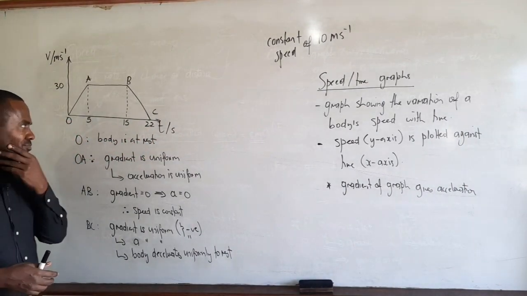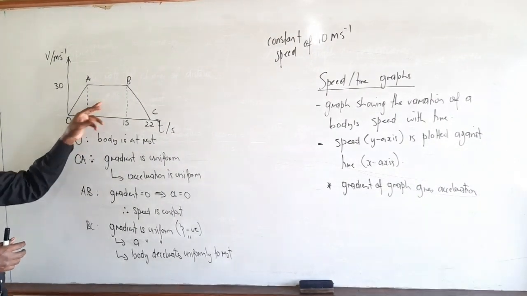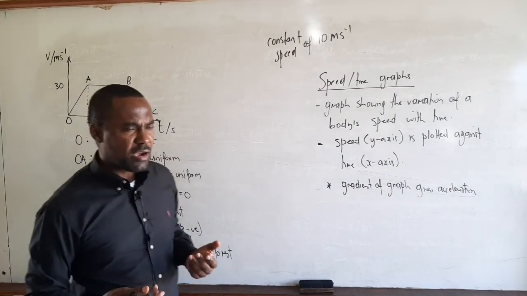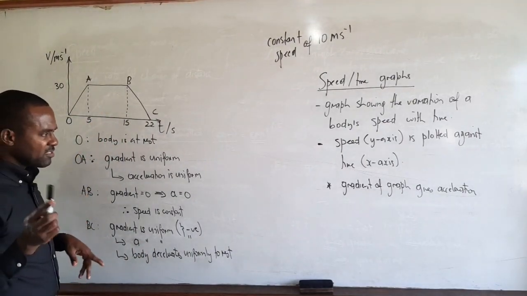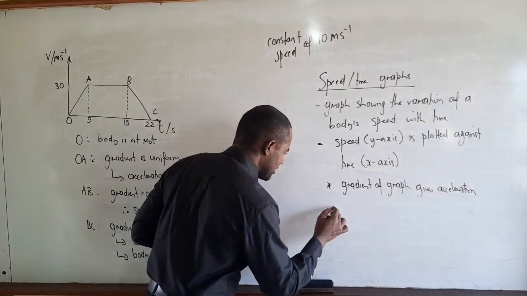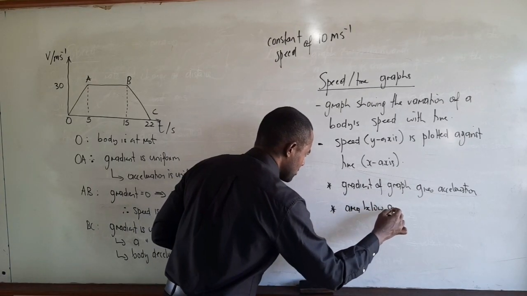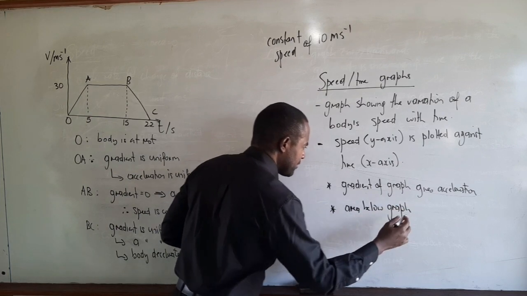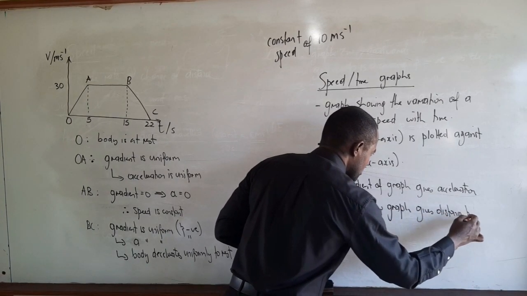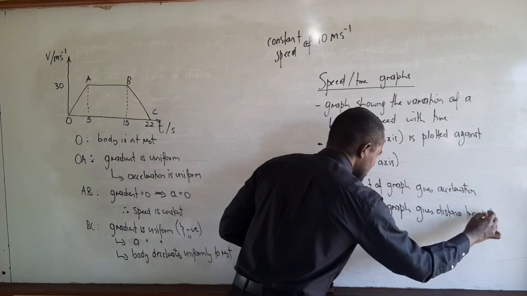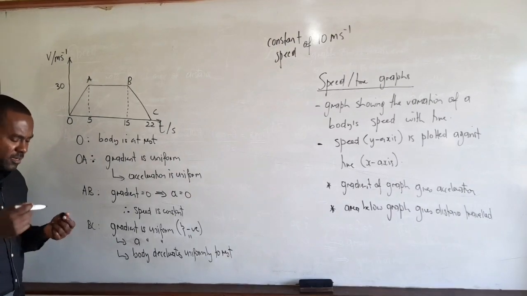Now, since we included numbers, how about the area under the graph? What does the area under the graph give us? For a speed time graph, the area below the graph gives us the distance traveled, and we'll add that here. The area below the graph gives distance traveled. And since we have numbers on this graph, we can actually go ahead and calculate the area and hence the distance traveled.